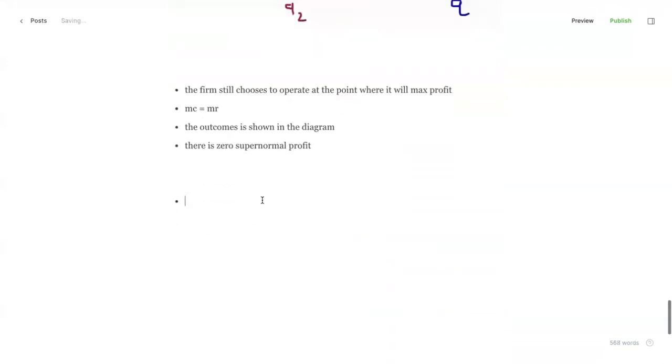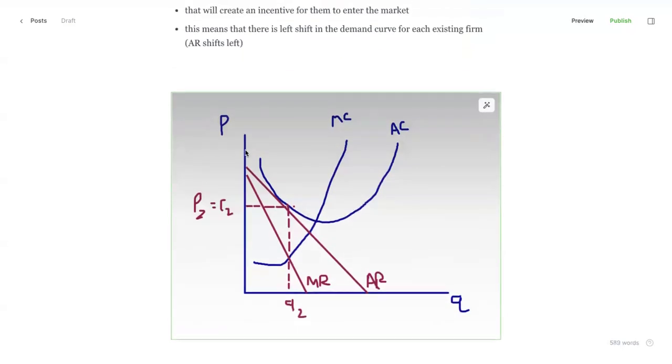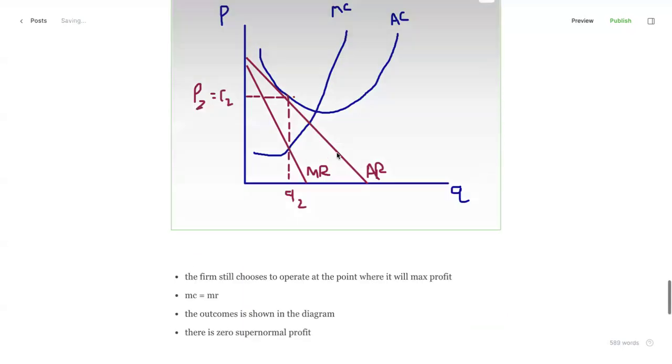First bad point is that there is now no dynamic efficiency. Do you remember from the last example what dynamic efficiency was? It's like firms creating supernormal profits in the long run. Exactly. So this firm is not making any supernormal profit in the long run. In monopolistic competition, there are 2 diagrams. So this is monopolistic short run, and this is monopolistic long run.